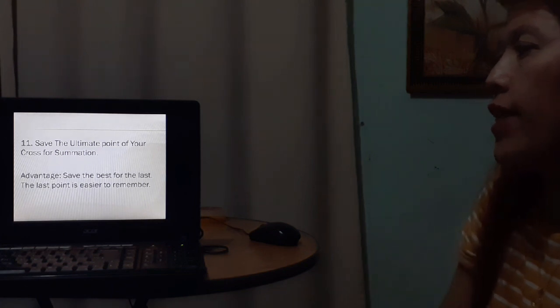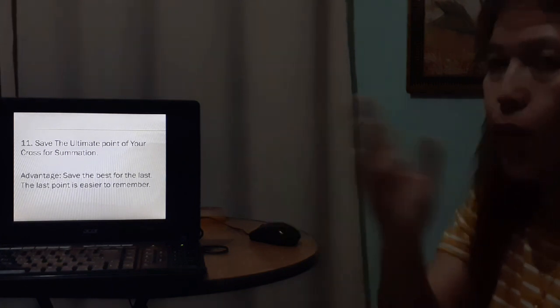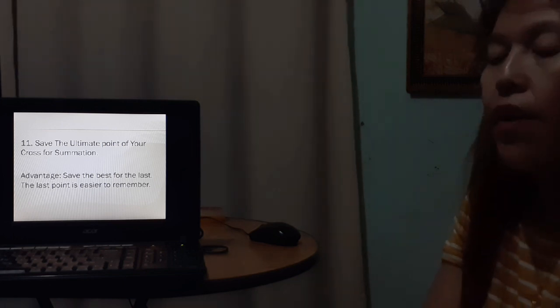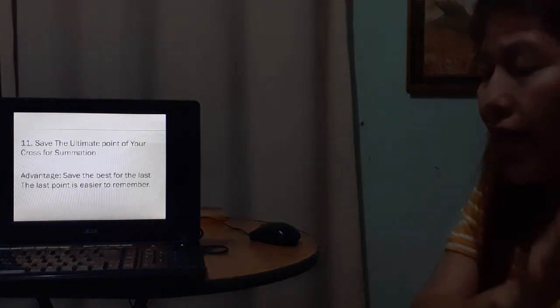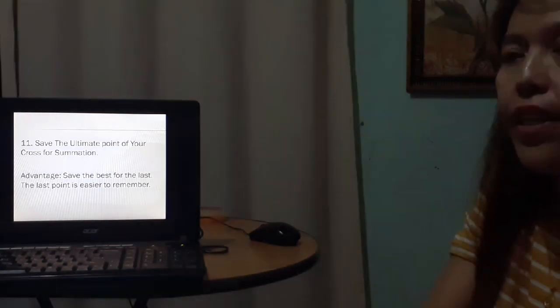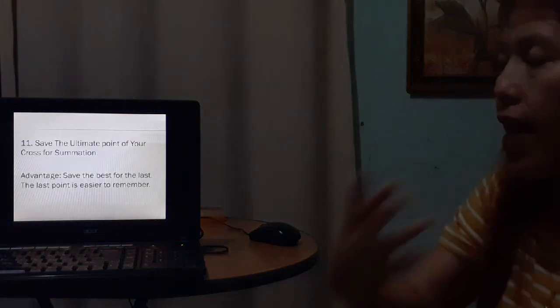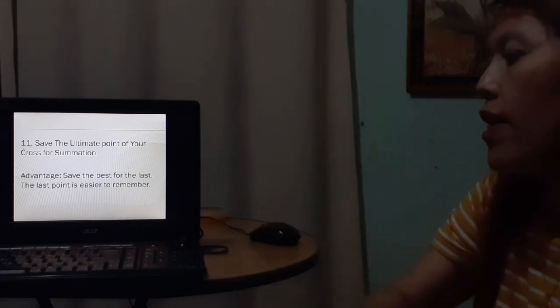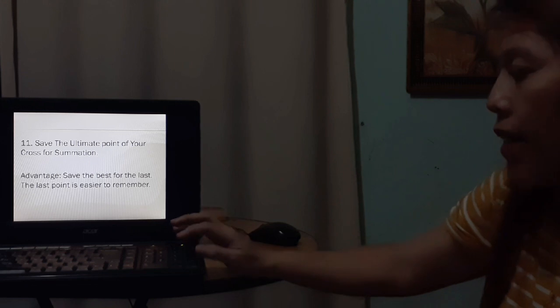There's an advantage to this. Save the best for the last. That is what I said earlier. The last point is easier to remember. Remember that the previous cross-examinations that you had conducted, the judge might have forgotten them. The thing that the judge will remember will be the last day of the trial, where you present your end game or your end point. So, save the best for the last.